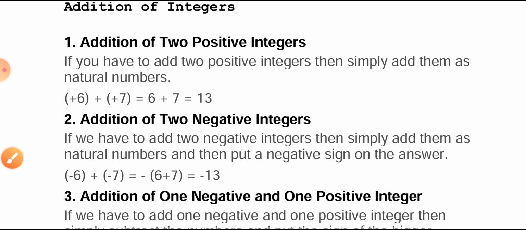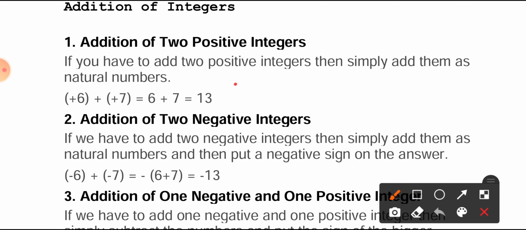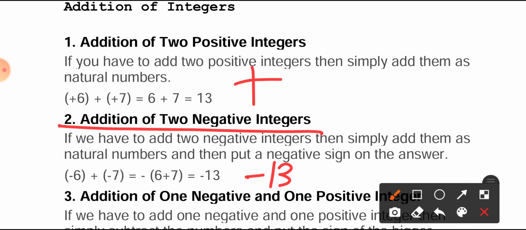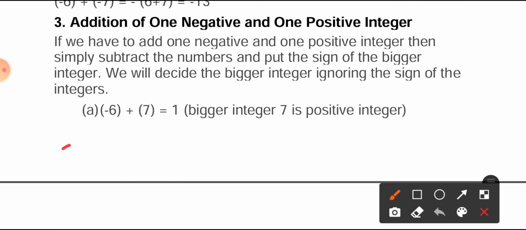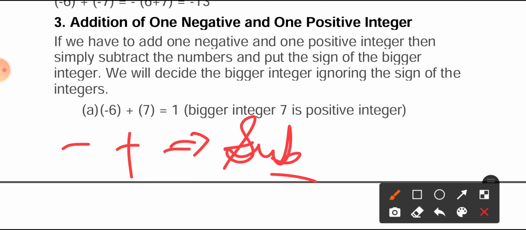So if two positive integers are given, then you have to add and the sign will be plus in the answer. If any two negative integers are given, then also you have to add, but in the answer you have to put the sign of the negative integer. And in the third case, if we have to add one negative and one positive integer, then you have to subtract and we have to put the sign according to the bigger integer.